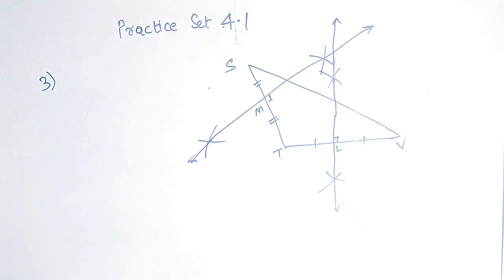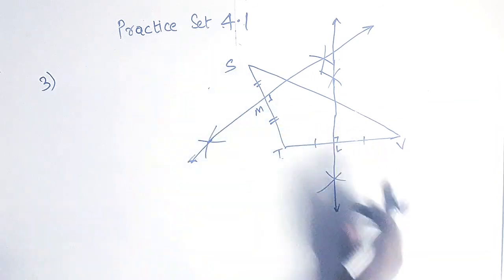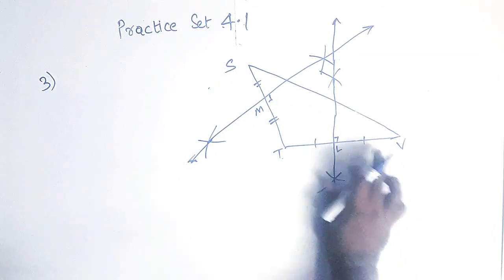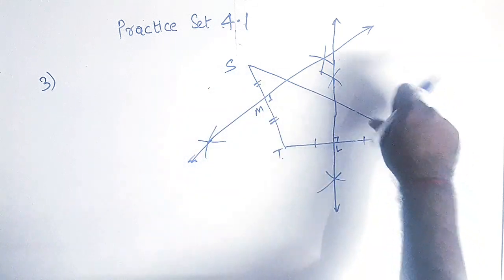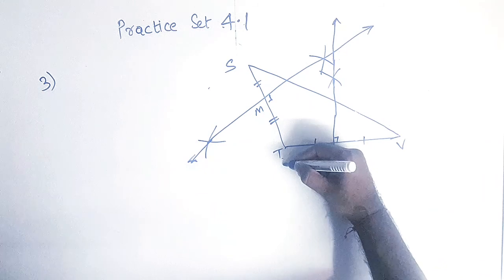I am not doing this with the geometry box, so you can understand how you have to do it. The steps are important. Now we have to find the midpoint of SV. So for SV, from V I'll take more than half and draw two arcs here.